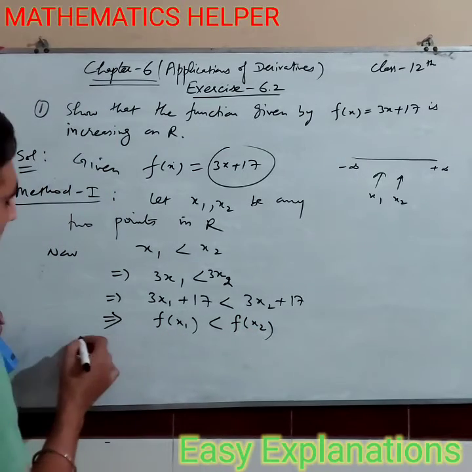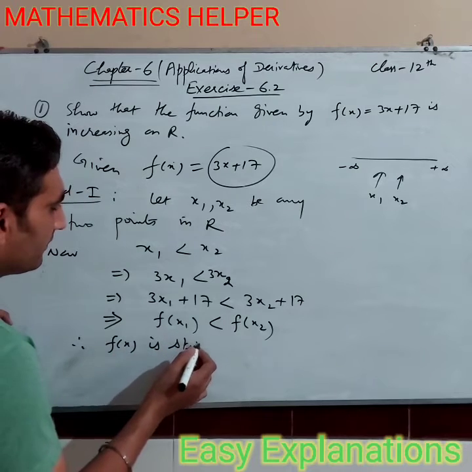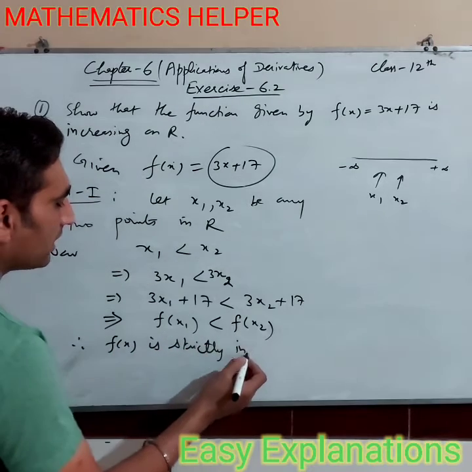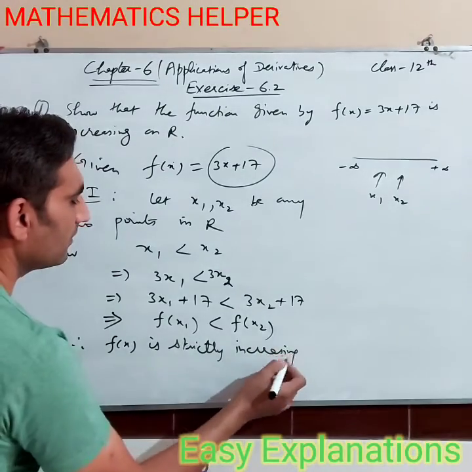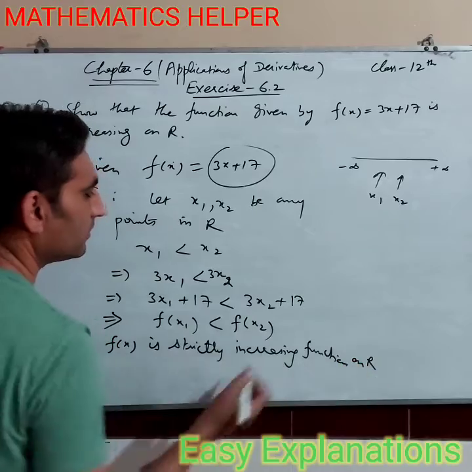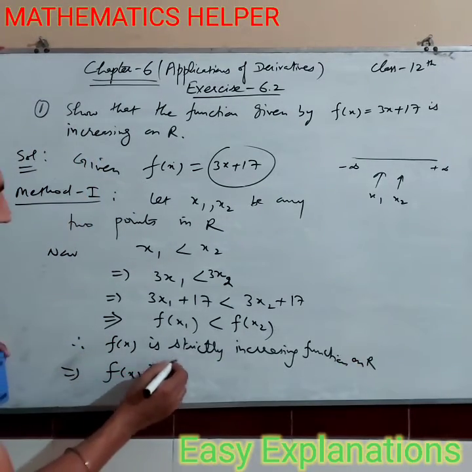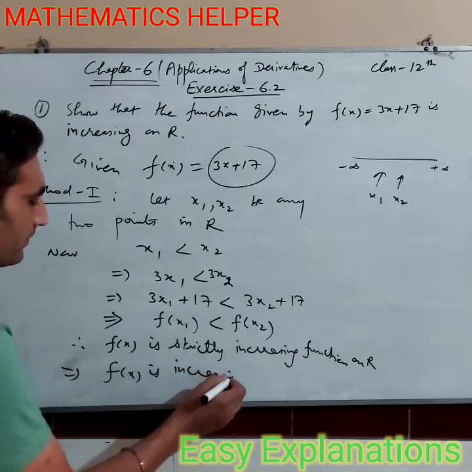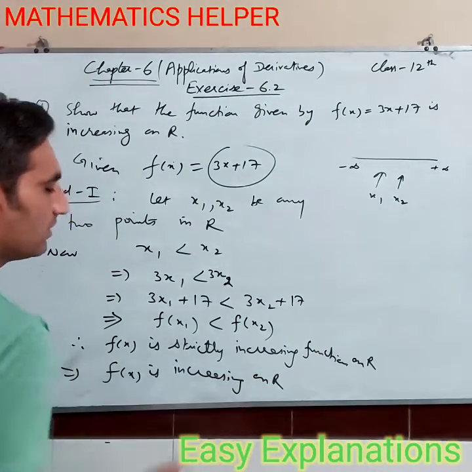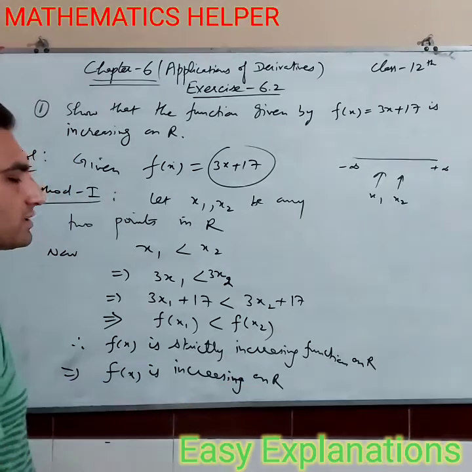So it says therefore f(x) is a strictly increasing function on R. If it is strictly increasing, we can say therefore f(x) is increasing on R. So if it is strictly increasing, we can say it is increasing on R.